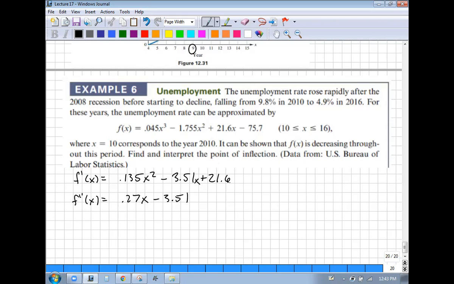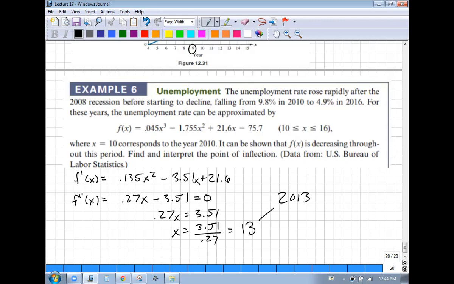So we want to find the point of inflection. Well, this thing is always defined for all values of x, so we don't have to worry about it not being defined somewhere, right? That could be the point of inflection. So we set this equal to 0 and find when this is 0. So 3.51, so x is 3.51 over 0.27. 3.51 divided by 0.27. 13. So in the year 2013, seems like we have an inflection point, right?